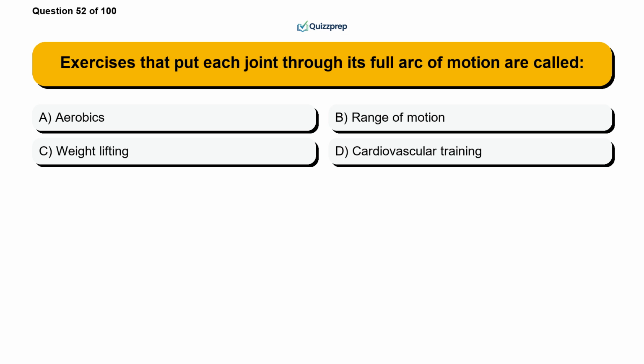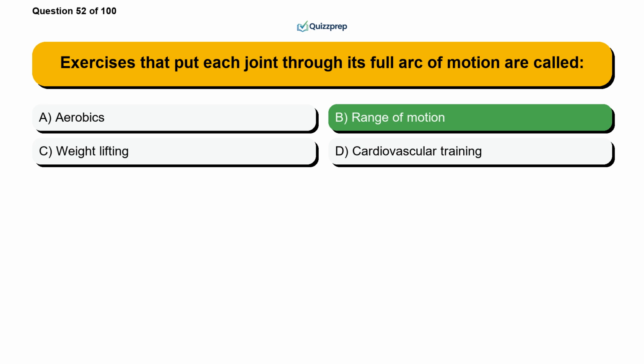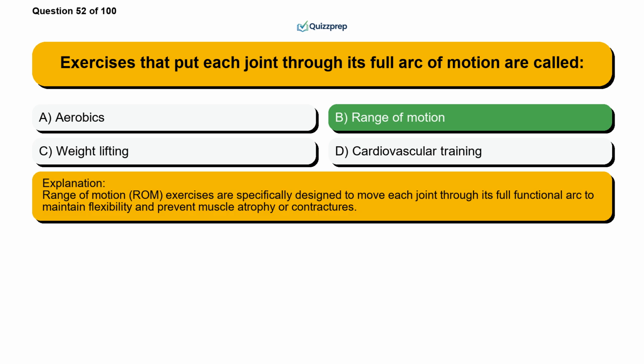Question 52. Exercises that put each joint through its full arc of motion are called: Option A. Aerobics. Option B. Range of motion. Option C. Weightlifting. Option D. Cardiovascular training. The correct answer is option B. Range of motion. Range of motion (ROM) exercises are specifically designed to move each joint through its full functional arc to maintain flexibility and prevent muscle atrophy or contractures.